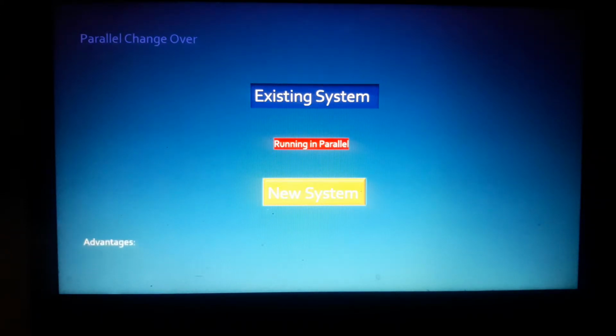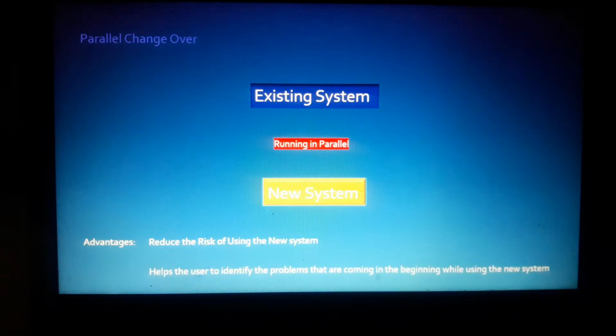What are the advantages of using this kind of system? First one is it will reduce the risk of using the new system. That means it will minimize the risk of using the new system. And second one is it helps the user in identifying problems at the beginning of the new system. So, these are the two advantages of using parallel changeover.